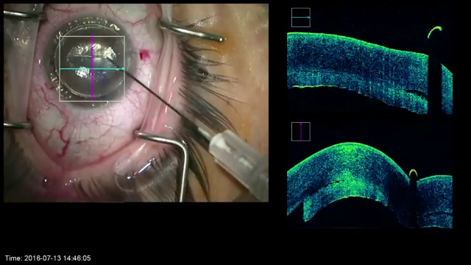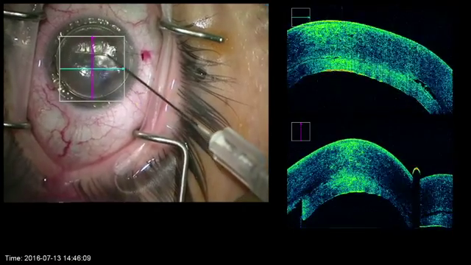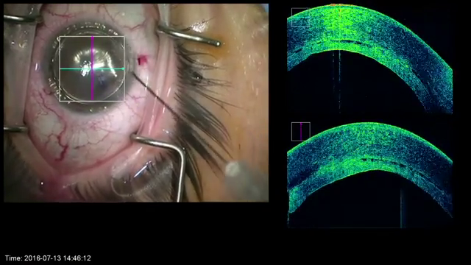Even though my dislocation rate was low before, this maneuver has led to a further decrease in my dislocation rate and has influenced me to promote it to other surgeons.